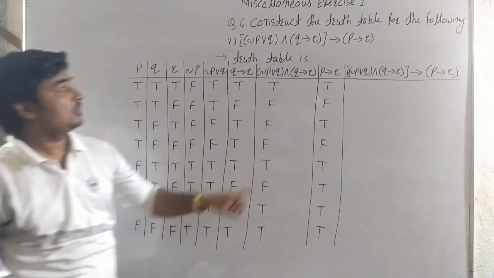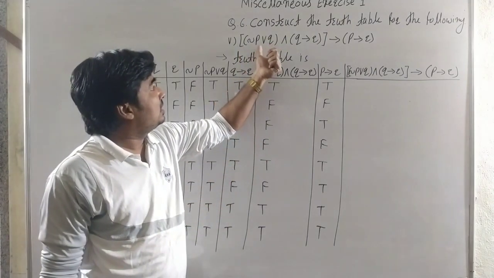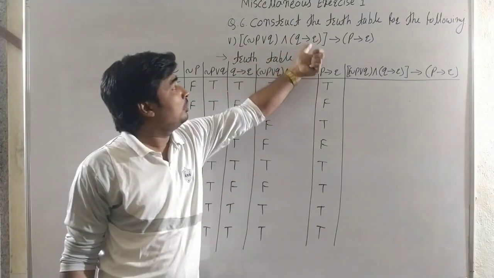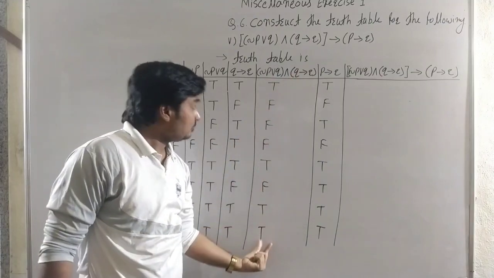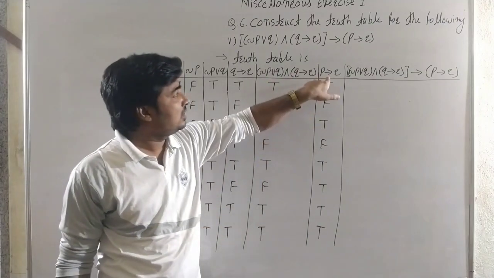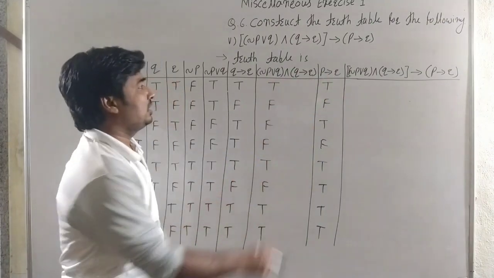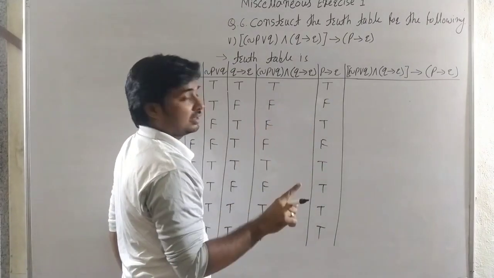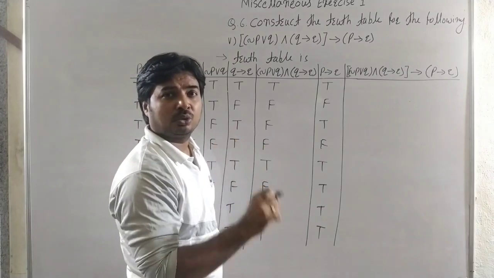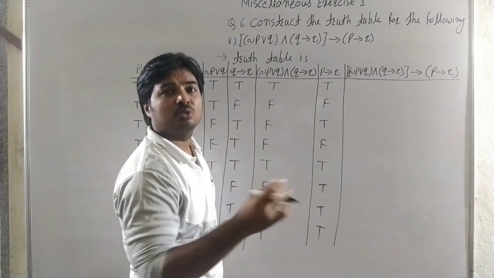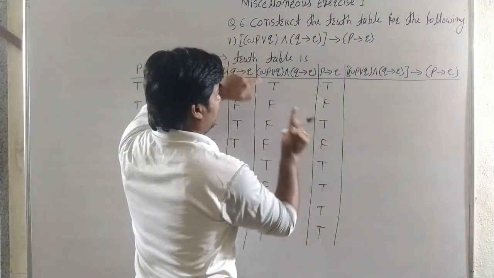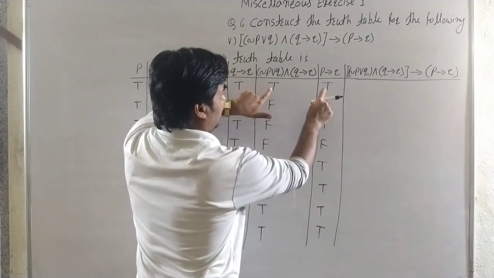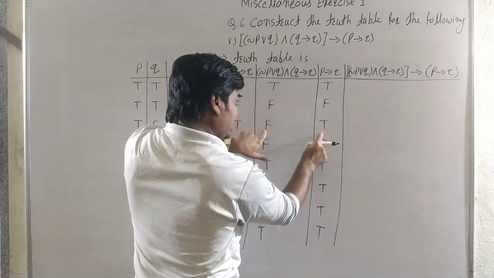Now last, here negation P or Q and Q implies R is this statement, implies this P implies R. That means implication of these two statements. Again implication. Implication means if the first is true and the second is false, then the truth value is false. First true and second false. It is first and it is second. It is true, true, it is again true.